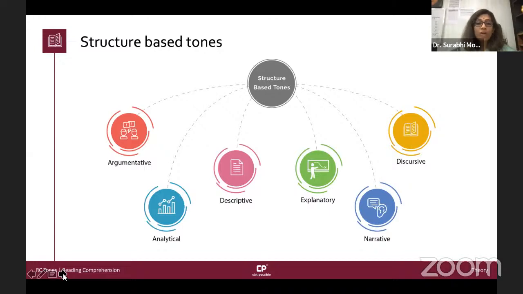So write down all these structure-based tones and quickly tell me if there is any tone that you want me to repeat. From these options that you see on the screen, definitely 3 options are going to be in your exams. Maximum passages you get are discursive or analytical or descriptive. And many times narrative also, because you also get literature passages.